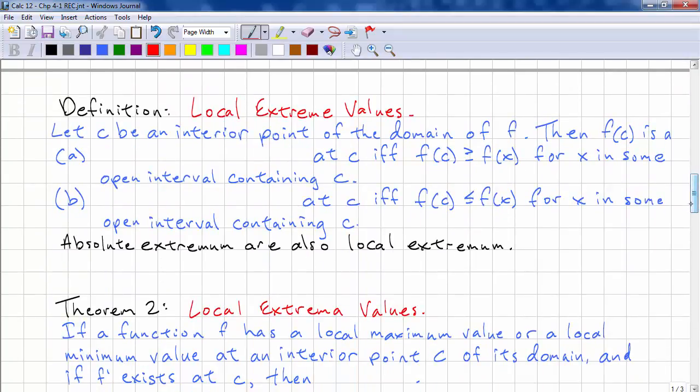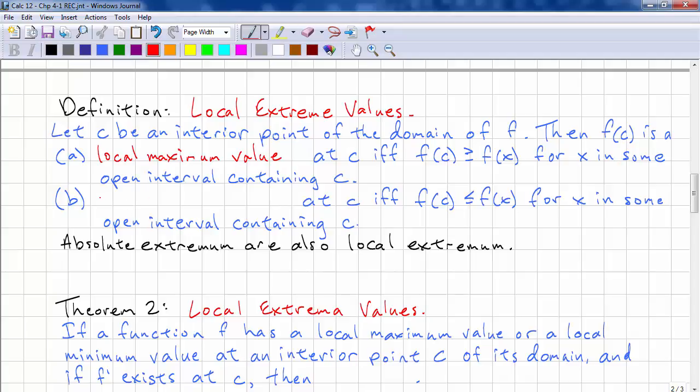Okay, we've had the definition of global or absolute extreme values. Here's the one for local. So let C be an interior point of the domain of f. This means it's not an endpoint of an interval. Then f of C is a local maximum at C if and only if f of C is greater than or equal to all f of x in some open interval containing C.